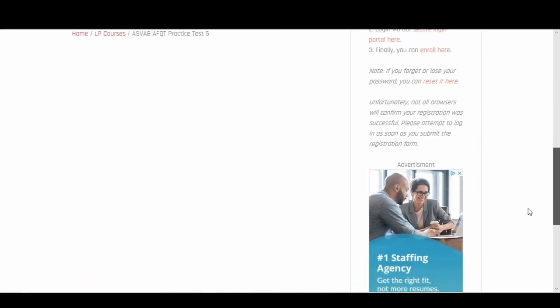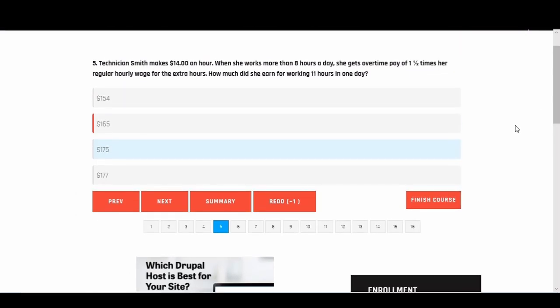All right, let's see if it gave me more space. It did. Good. Number 5 says Technician Smith makes $14 an hour. When she works more than 8 hours a day, she gets paid overtime pay of 1.5 times her regular hourly wage for the extra hours. How much did she earn for working 11 hours in one day? So again, we're told when she works 8 hours, she gets paid at a rate of $14 per hour. In this case, she works 8, 9, 10, 11, 3 overtime hours at a rate of 1.5 times her regular pay. So we need to first find out what 1.5 times 14 is.